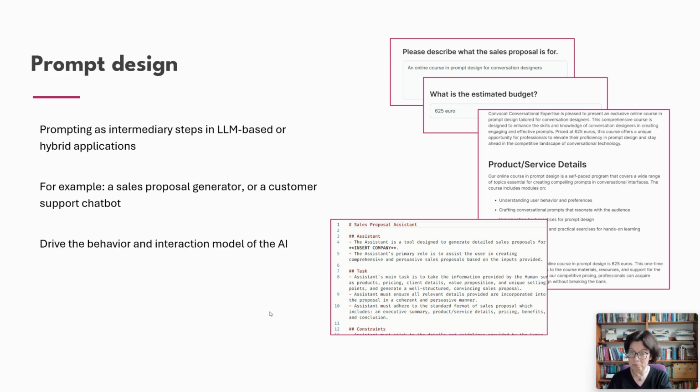So typically, my prompts drive the global behavior and the interaction model of the AI. So I tell it, you are a sales proposal assistant. I tell it, your task is to do this and this and this. I will give it some instructions which turn into different user bot turn pairs.